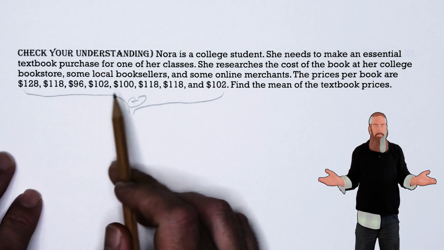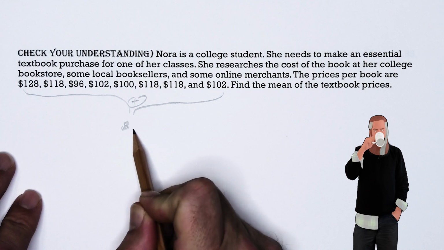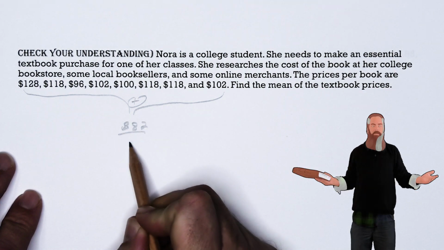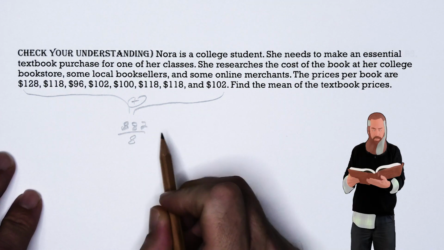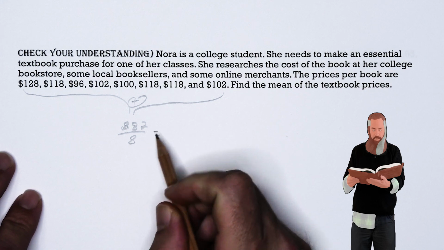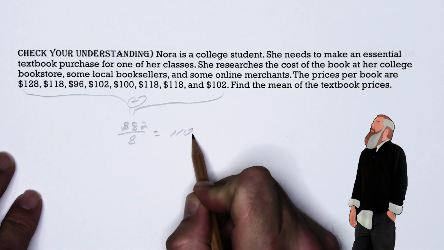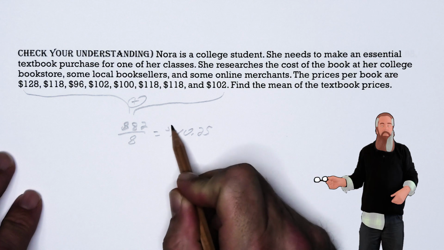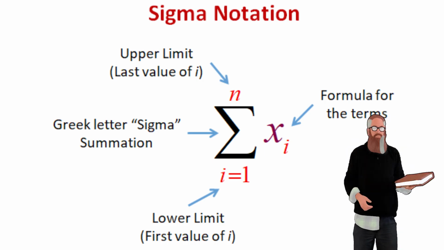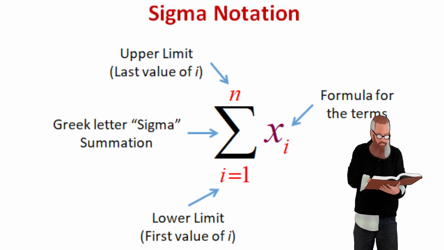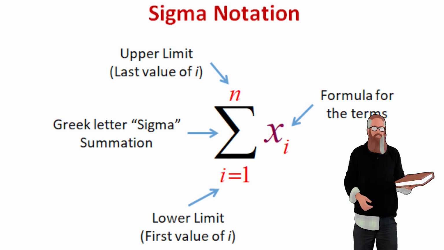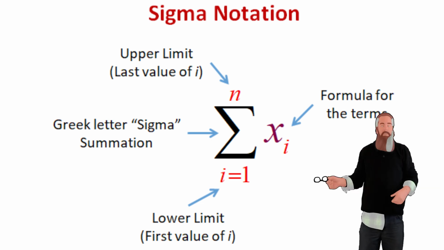If we add up all of these numbers, we're going to get 882. Now, there are 8 textbooks, so 882 divided by 8 is going to give $110.25. Often, mathematicians prefer to use compact notation rather than verbal definitions to indicate mathematical procedures.